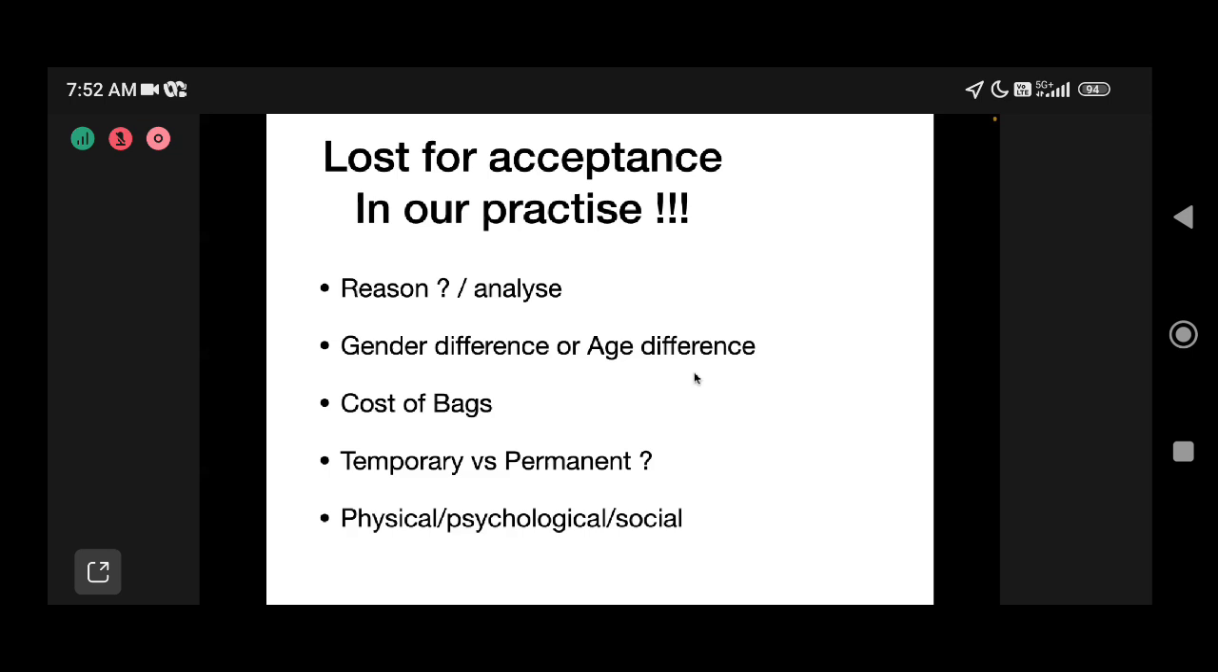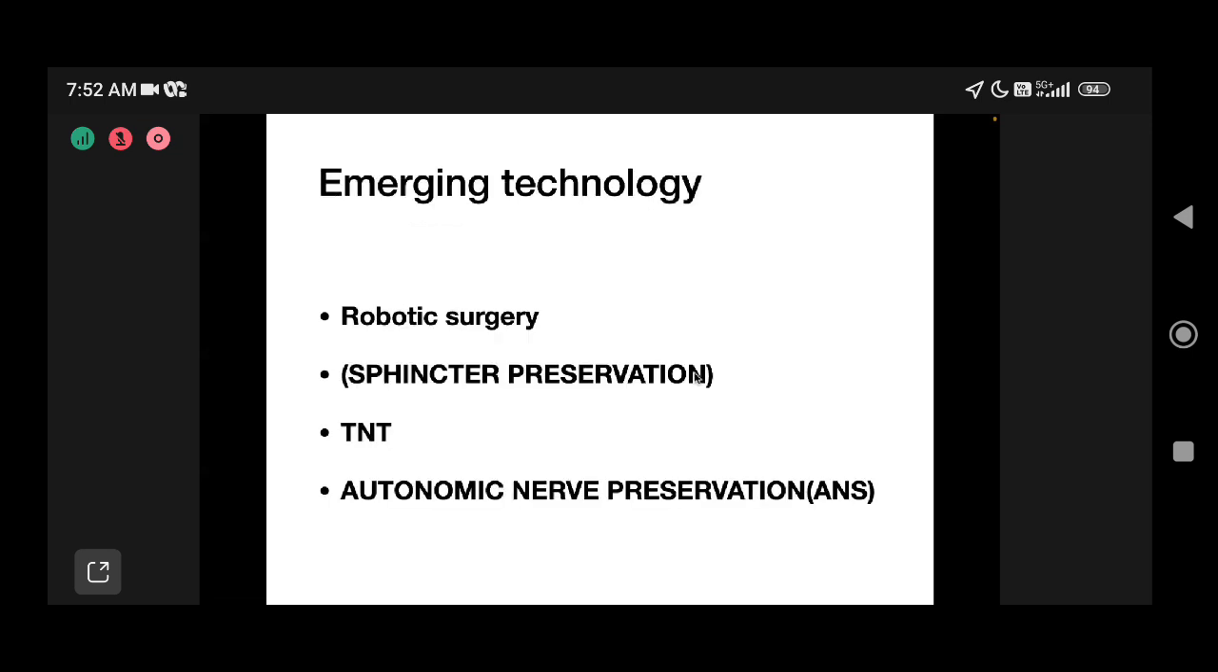Then the other issue that comes up is normally the cost of bags, that is the economic part. Whenever we say it is temporary, that we close it after 6 weeks, 12 weeks, or 3 months, the patient acceptance is good. But whenever we say that it's a permanent stoma, they don't accept it easily or well. So these issues have to be dealt with properly.